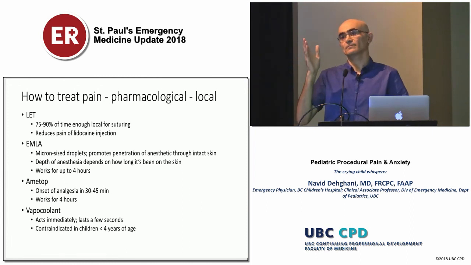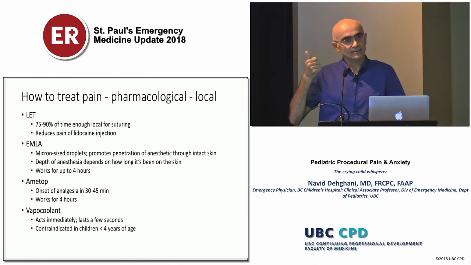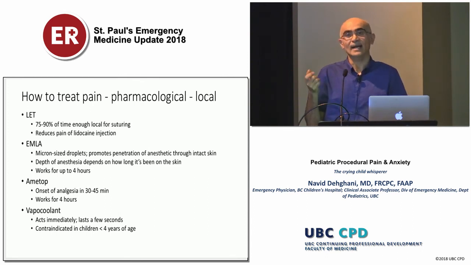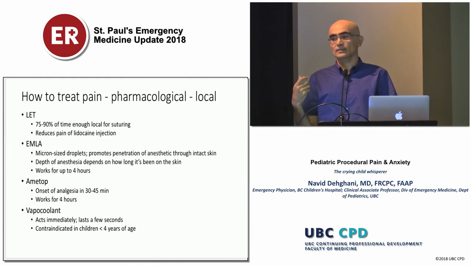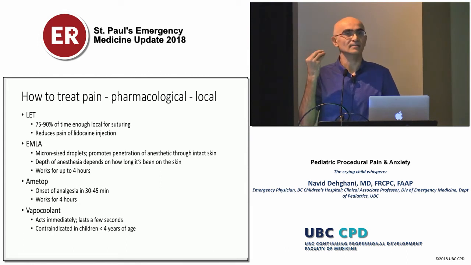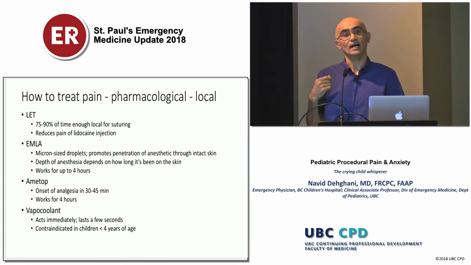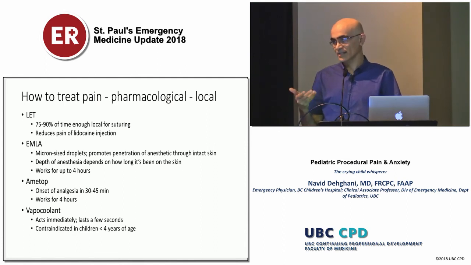First, a brief word about topical ways of providing anesthesia. LET, which is the mixture of lidocaine, epinephrine, and tetracaine, or LAT, is quite effective. And if it's not the only agent that you use, it'll actually make it easier to make the injection. These other topical locals like Emla and Ametop have micron size droplets, so they provide depth up to 5 millimeters. So they're very ideal for perioperative procedures, venipuncture, et cetera. And they take longer to take effect, but their effect can last longer.